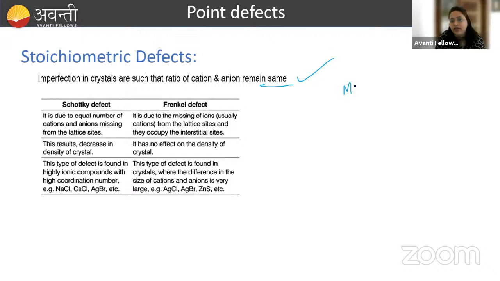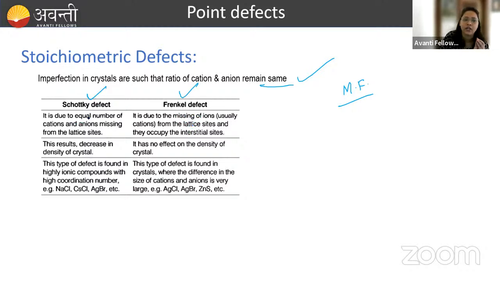Okay, the way it is shown in the molecular formula, in that way only the cation and anion will be present, but still there will be certain imperfection in the crystal. So there are two types of such defects. One is the Schottky defects and another one are the Frenkel defects. What are the Schottky defects?